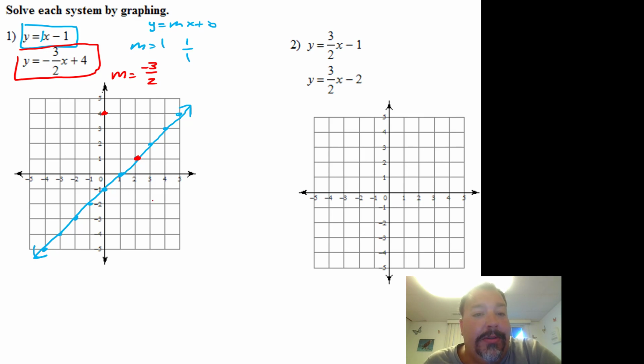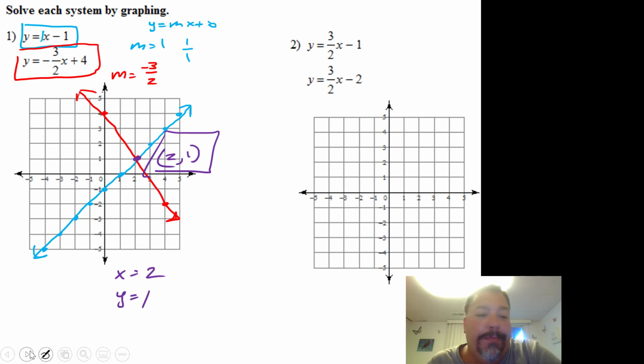We can continue down 3 over 2, and there's what the red line would look like. We've got our point of intersection. Red and blue make purple. Where do they cross? Right here at this point. That's going to be on both equations, in both graphs, and that is the point (2, 1). So here our answer would be (2, 1), or we could write that as x equals 2, y equals 1.